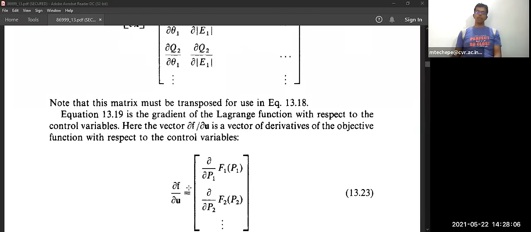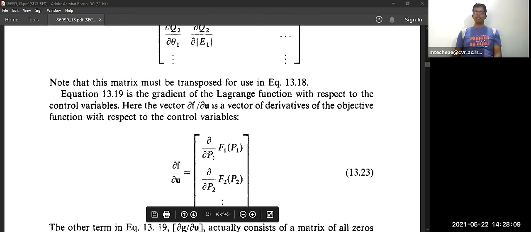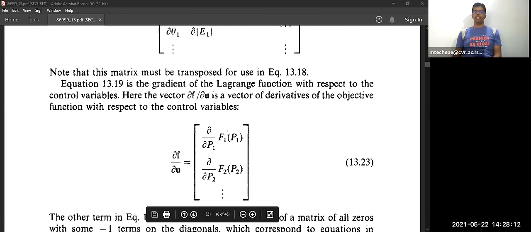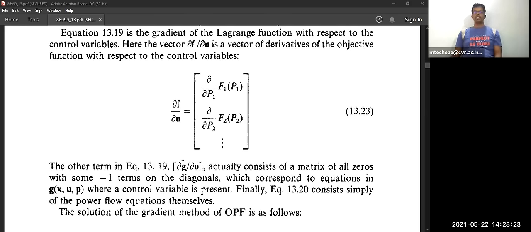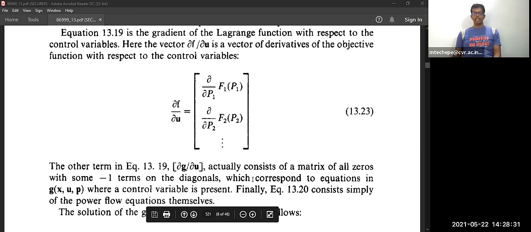Okay, so if you calculate dou f divided by dou u, it will come like dou f1 of p1 divided by dou p1, dou f2 of p2 divided by dou p2, like that it may come. In other terms, dou g divided by dou u actually consists of a matrix of all zeros with some minus 1 terms on the diagonals, corresponding to the equations in g of x, u comma p.